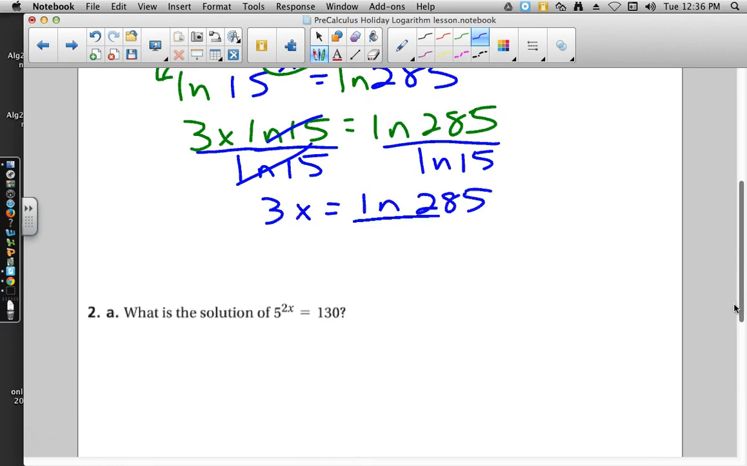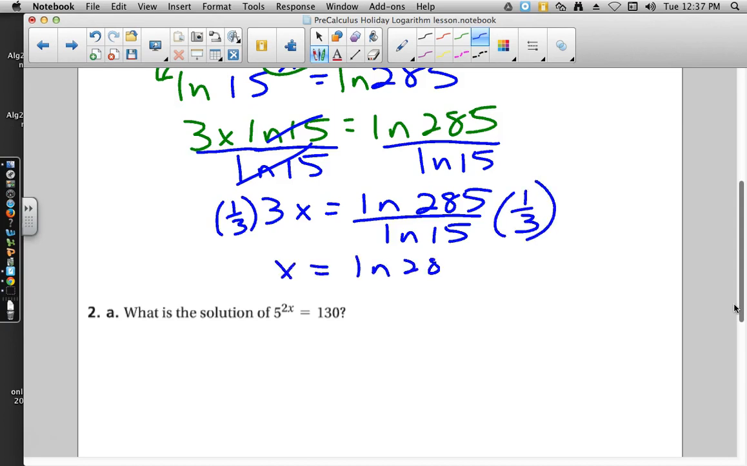And this is a situation where if we needed to, we could just punch that in and get the answer right now. But we want to avoid any kind of rounding error. So instead, we think, okay, I don't have x by itself. Normally, I would divide by 3, but I've got a fraction on the other side. So you know what I think I'm going to do? I'm going to multiply both sides by 1/3. And then that will give me the natural log of 285 divided by 3, natural log of 15.